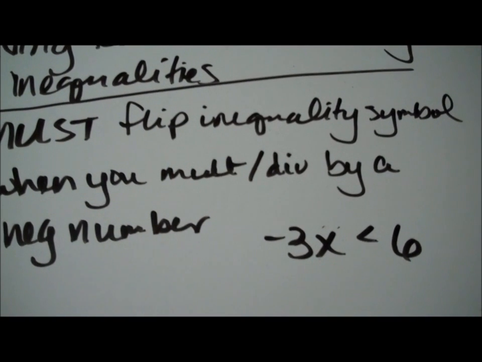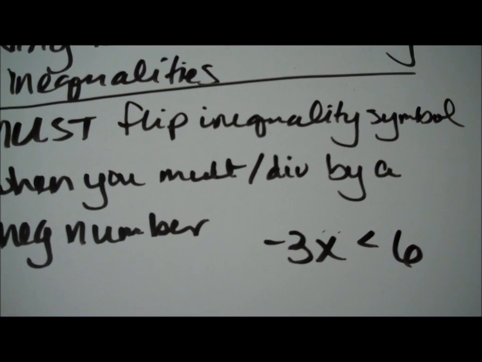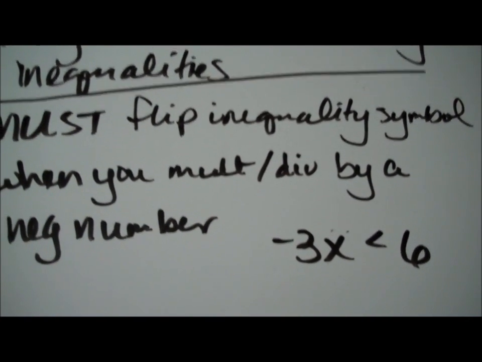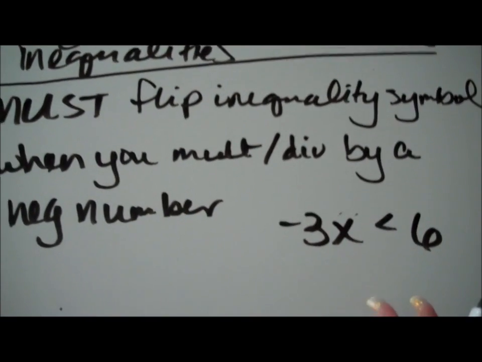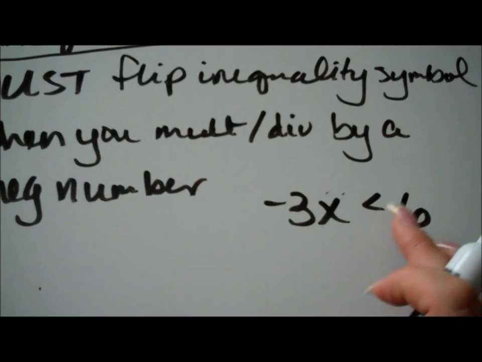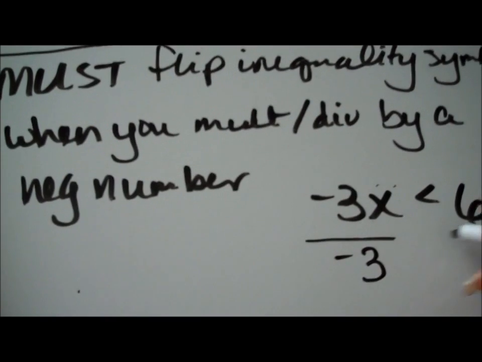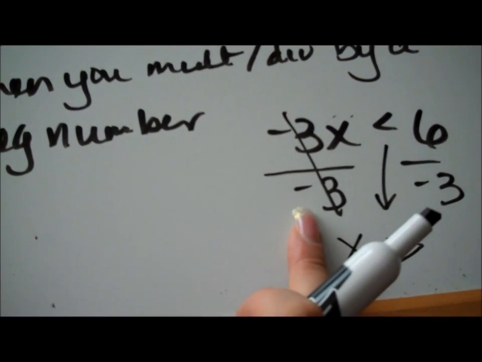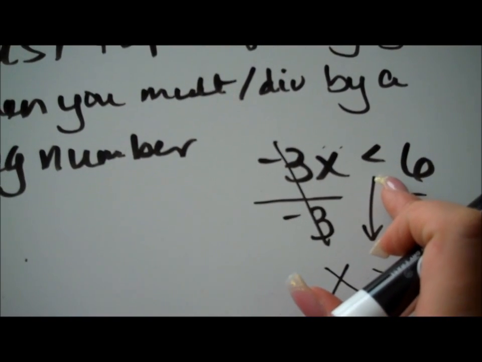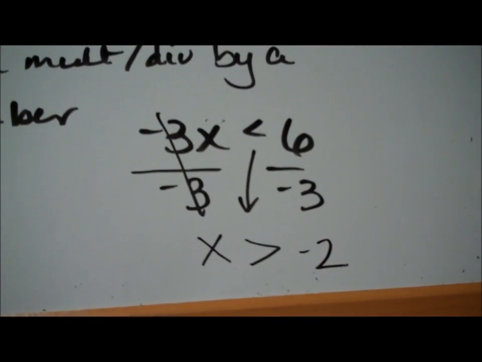Now, if you forget to do this extra step, not only is your answer wrong, but when we graph these on a number line, your graph is going to be wrong because you're going to be shading or pointing your symbols in the wrong direction. So, for example, if you had this, a negative 3x is less than 6. If I'm solving for x, I have to divide both sides by a negative 3. The negative 3's are going to cancel, and I get x is greater than, because again, because I divided by a negative 3, I have to flip this symbol from a less than to a greater than, and I get negative 2. Okay?